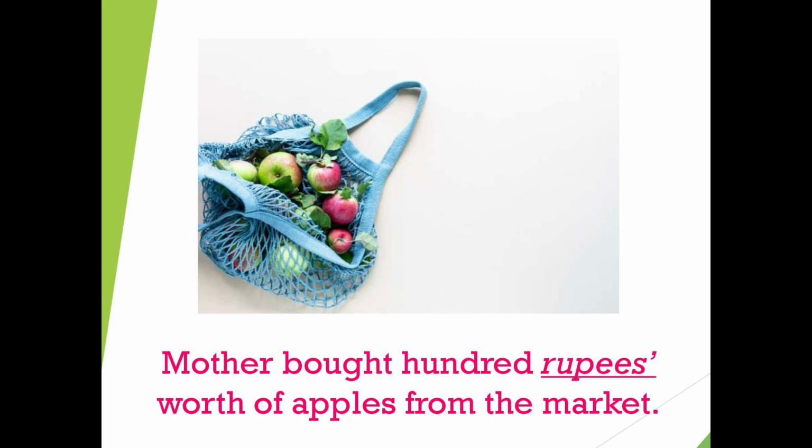Mother went to the vendor again to purchase apples. And what did she do? She bought 100 rupees' worth of apples. Now here 100 is plural, it is more than 1. And so there will be rupees. So look at the placement of apostrophe. It is placed after s. It shows that rupees is plural and so I have used apostrophe after s. 100 rupees' worth of apples mother bought from the market.